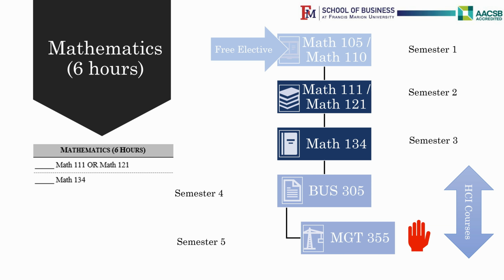A few students with very high math scores are placed directly into Math 134 and can take Math 132 or Math 137 as their second math.